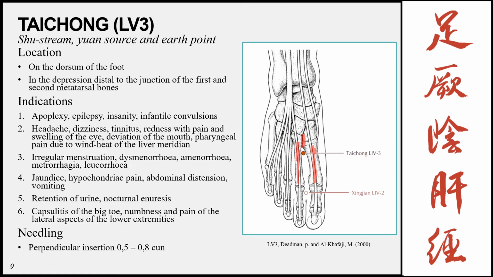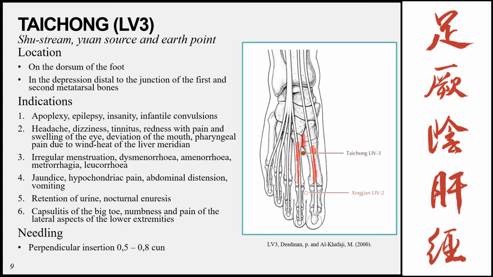So because Tai Chong is a Yuan source point, this means that it has a more direct action on the liver organ. So you'll see this in the indications, as it's got a much broader scope, and these are all related to dysfunction of the liver. So it can firstly be used for apoplexy, epilepsy, insanity, and infantile convulsions. It can also be used for headache, dizziness, tinnitus, and redness with pain and swelling of the eye. Also, deviation of the mouth and pharyngeal pain due to wind heat of the liver meridian. Thirdly, it can be used for gynecological problems such as irregular menstruation, dysmenorrhea, amenorrhea, metrorrhagia, and leukorrhea.